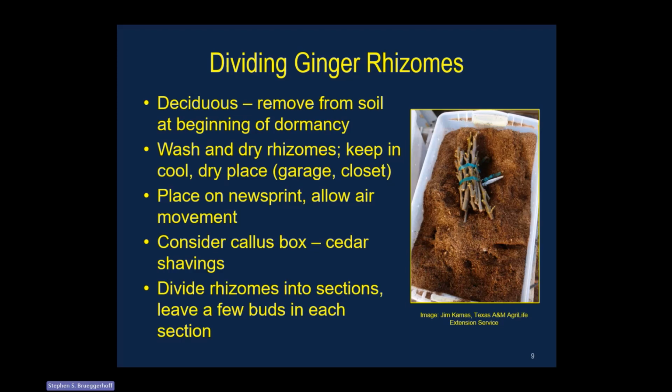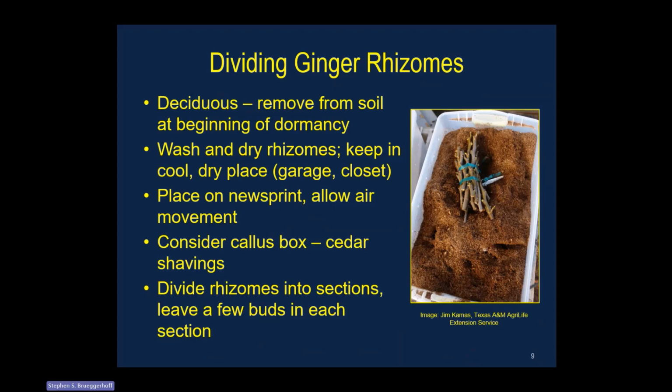Now, if you want to, you can consider what's called a callus box. Mr. Jim Kamas, he's a fruit specialist with AgriLife Extension out in Fredericksburg. This illustration is from his method of propagating fig trees, and so he's taking stems. He puts them in a box that has cedar shavings. The cedar shavings provide a little bit of antimicrobial activity for those stems. He just buries them in that. I don't believe he moistens the cedar shavings. He just lets them rock out like that in a cool dormant state, all during winter until it's time for him to actively propagate them.